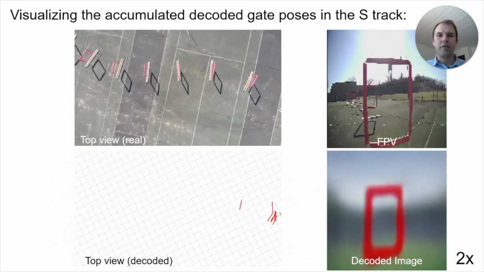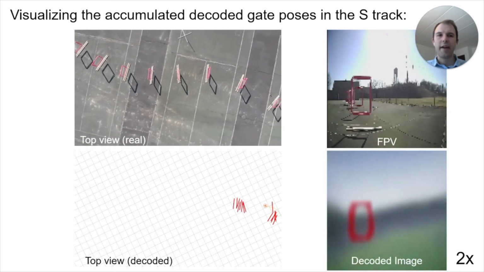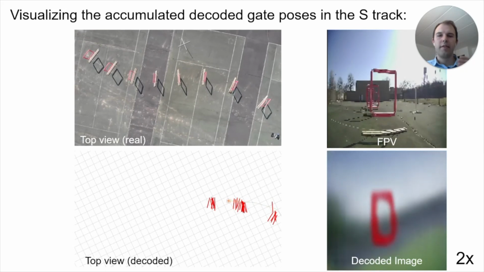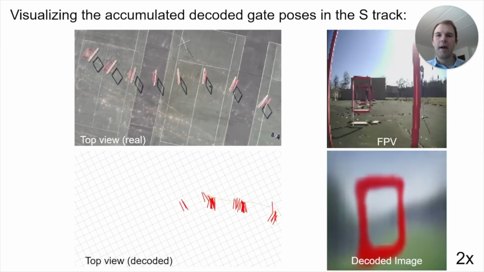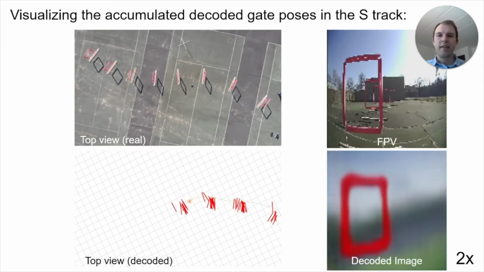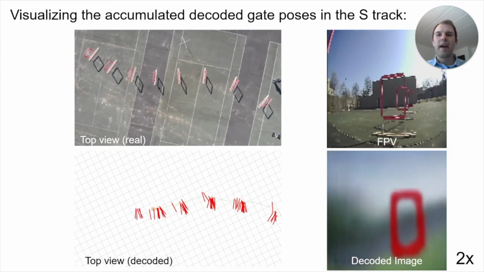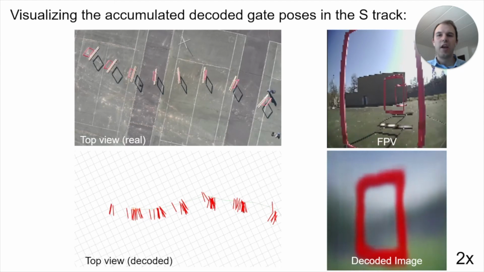Here we provide a similar visualization, but for the S-shaped track. And in this case, we are actually maintaining the record of the plotted decoded positions of the gate in the map. And what's interesting is that the perceived decoded positions of the gates do resemble the actual shape of the track in an S-shaped curve.